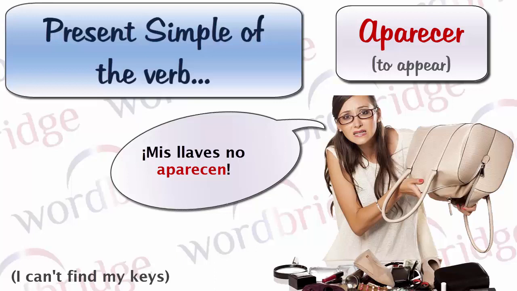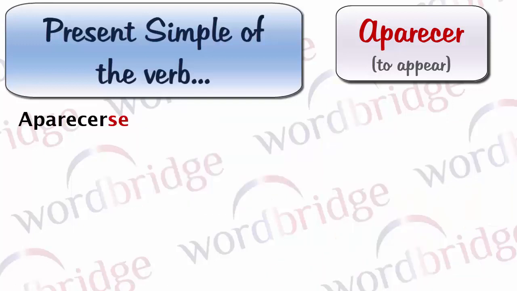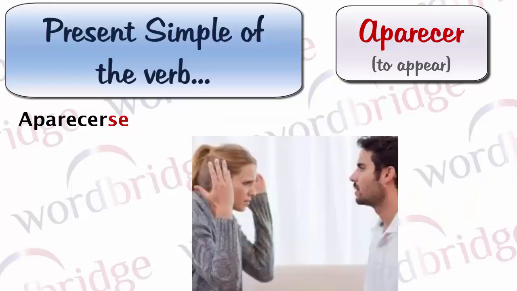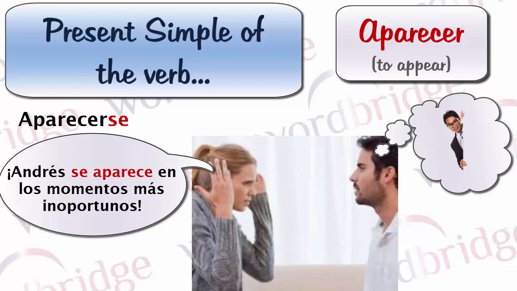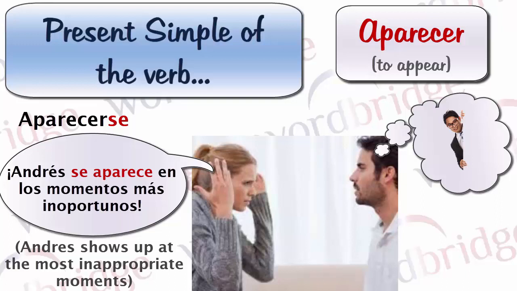This verb is also used as a reflexive verb, aparecerse. It can be used in the same sense as to show up, but it's a little bit more informal. It's also used when we want to express we feel annoyed by this behavior. For example, Andrés se aparece en los momentos más inoportunos. Andrés shows up at the most inappropriate moments. By using the verb aparecerse, we want to say we don't like Andrés' behavior. It's kind of a pejorative way of speaking about his behavior.